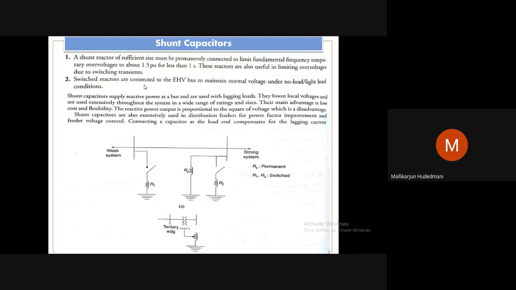The shunt reactors of sufficient size must be permanently connected to limit fundamental frequency temporary overvoltage to about 1.5 pu or less, for less than 1 second. This is a very interesting aspect. When we have overcompensation to the system, a highly inductive system highly compensated by a capacitor, what may happen? Due to the sudden removal of the load, voltage overshoots. That temporary overshoot of the voltage on removal of load may go to 1 pu and beyond its capacity.